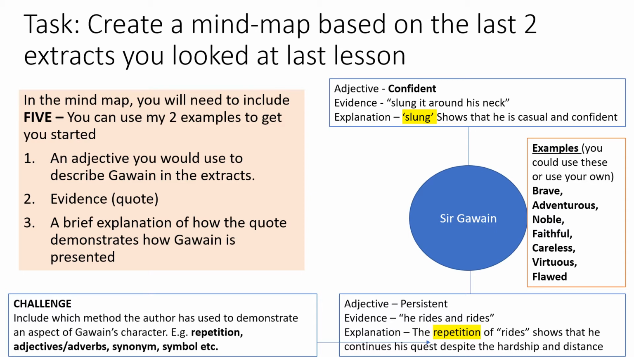If you are stuck looking for adjectives that you might use to describe Gawain, then there are some examples here on the right. The reason we've done this is a nice way of opening your paragraphs is using one of these adjectives to base your point around. So, for example, it might be, the writer has presented Gawain to be a confident character. Then, evidence in a paragraph. This is clear because he slung it around his neck. And then your explanation, the verb slung shows that he is casual and confident.